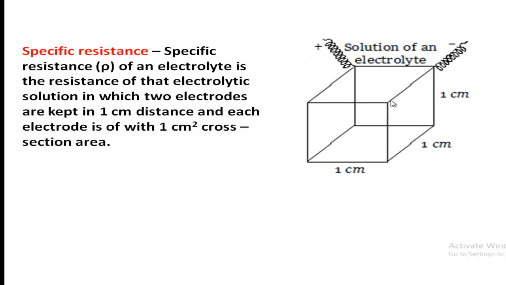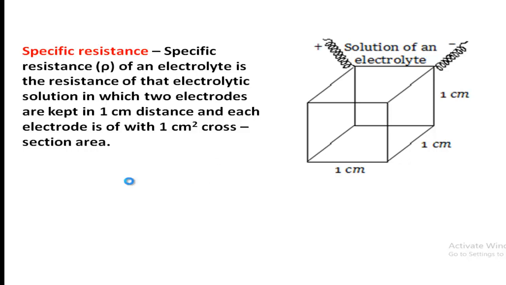This is an electrolytic cell, and these are two electrodes which are connected with the electrical source. The distance between these two electrodes is 1 centimeter and the area of the electrodes is 1 centimeter square, length into breadth. So the resistance of this electrolytic solution is what is known here as specific resistance.